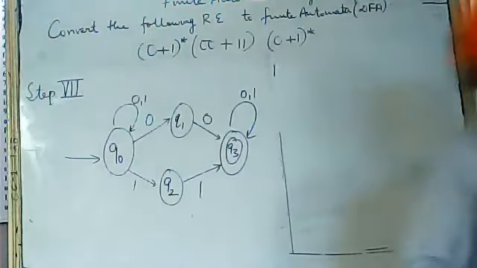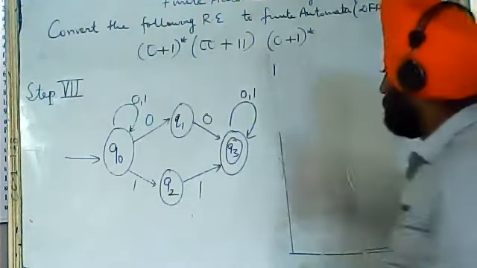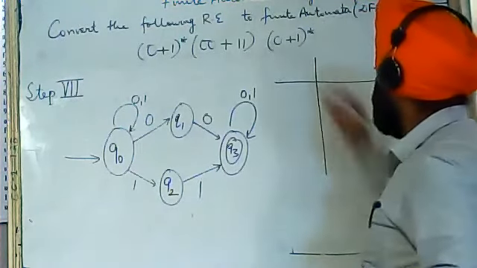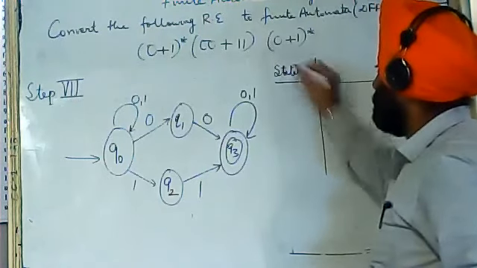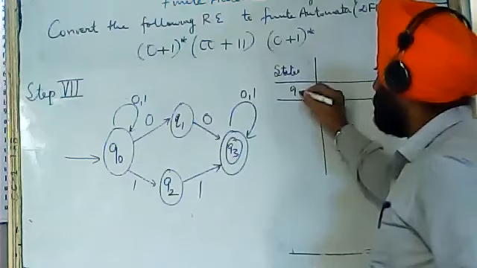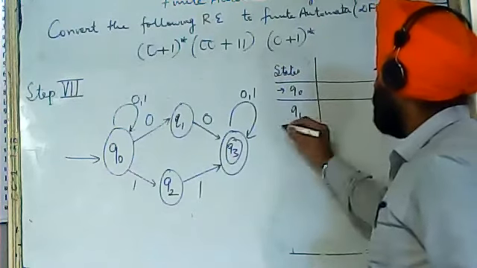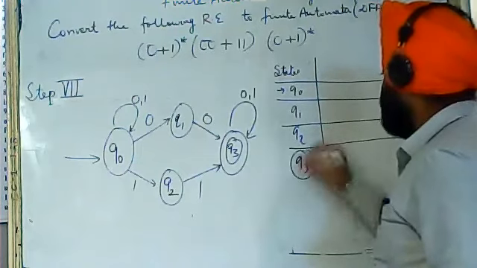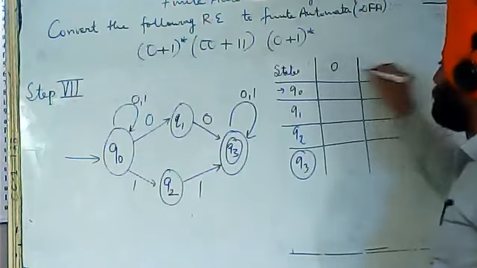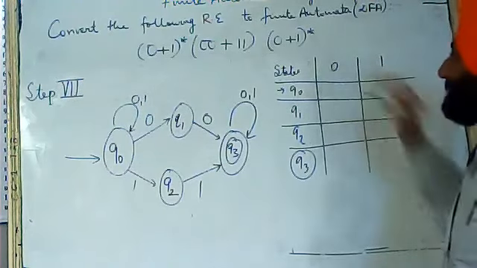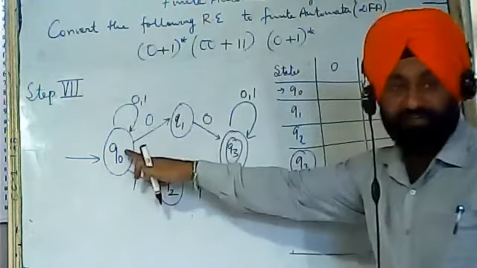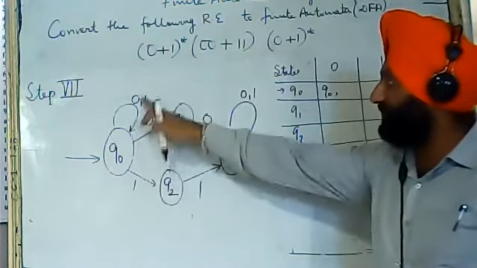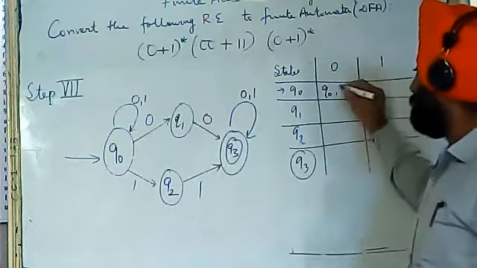So let me draw the table for this diagram, which is for the NDFA. Here the table is for states. How many states are there? 4. Q0 is initial, Q1 is an intermediate state, Q2 is an intermediate state, Q3 is the final state, and two inputs are there, 0 and 1. So Q0 upon the processing of 0 is going to itself, so here you need to write Q0, comma, Q1, since upon 0 it is going to Q1 also.